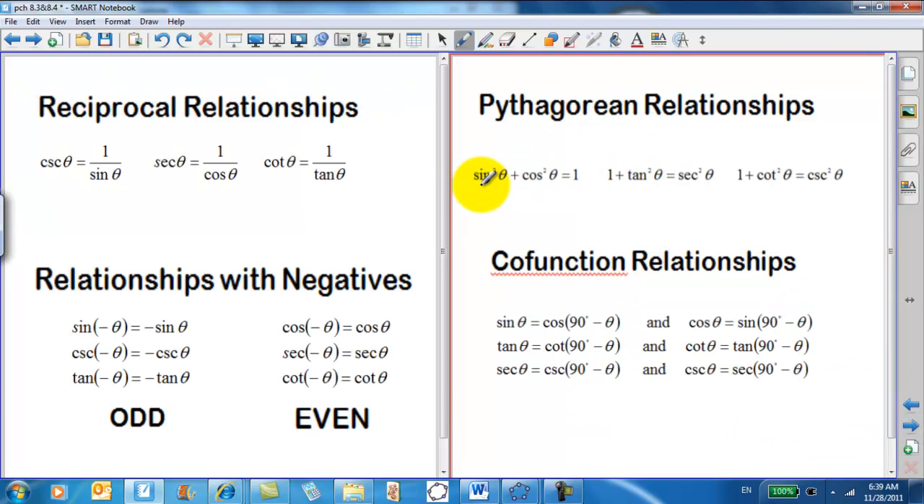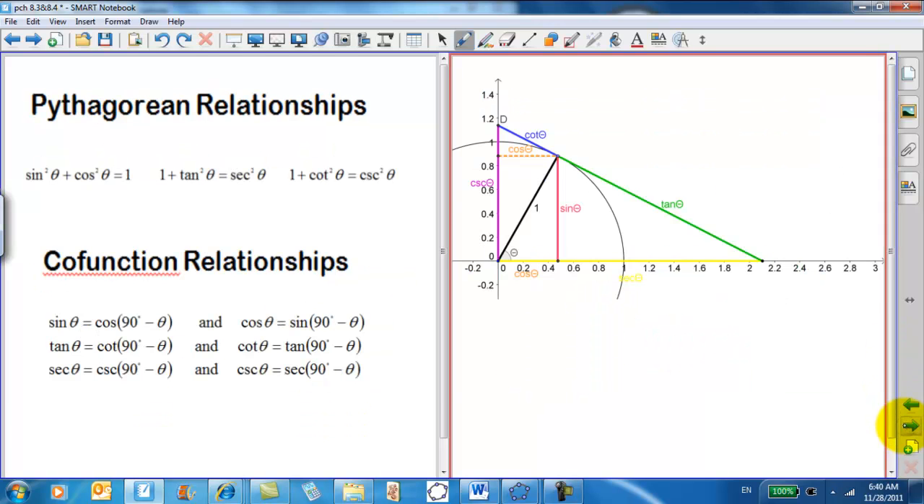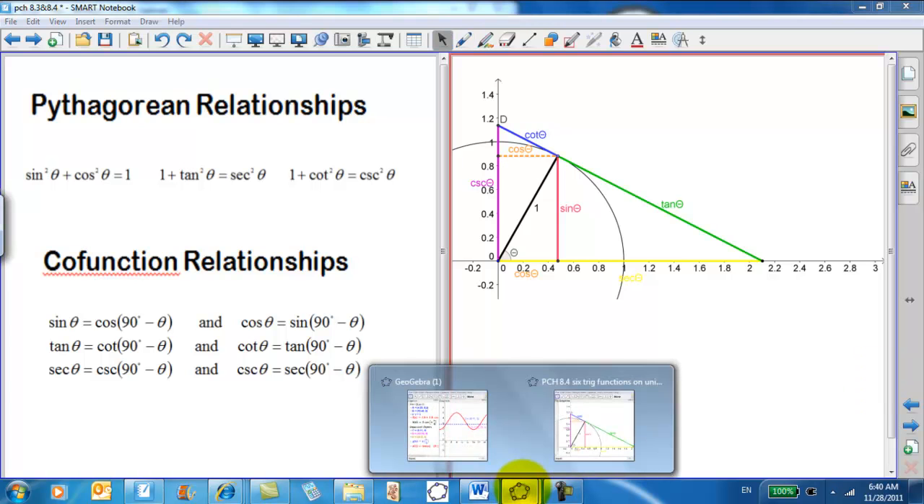There are the Pythagorean relationships. Sine squared plus cosine squared equals 1. 1 plus tangent squared theta equals secant squared theta. 1 plus cotangent squared theta equals cosecant squared theta. And the cofunction relationships. That's where the co comes from in half the trig functions: sine and cosine, tangent and cotangent, secant and cosecant. Now, let me help you see where these come from, with a little thing I did on GeoGebra.